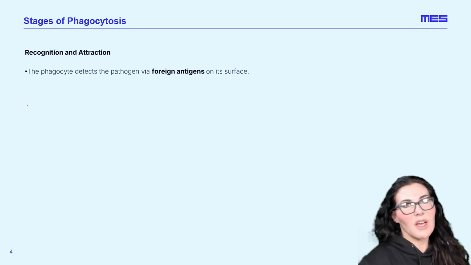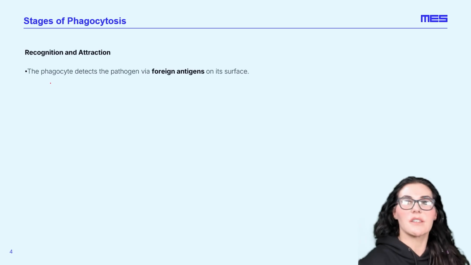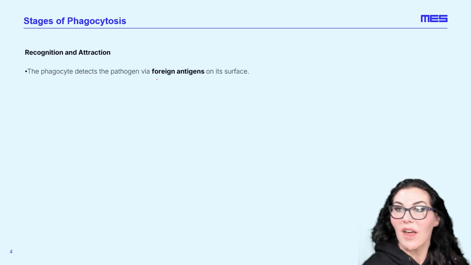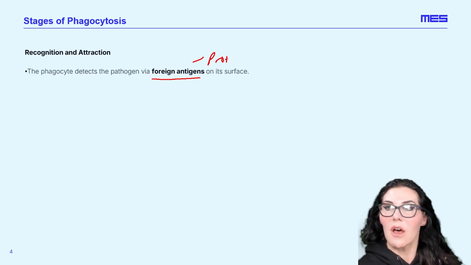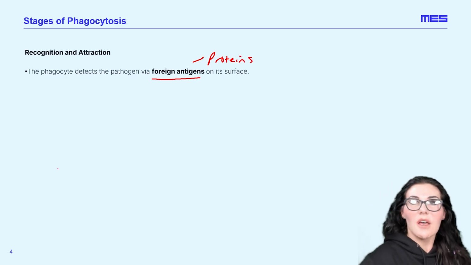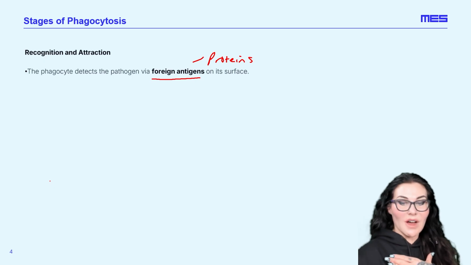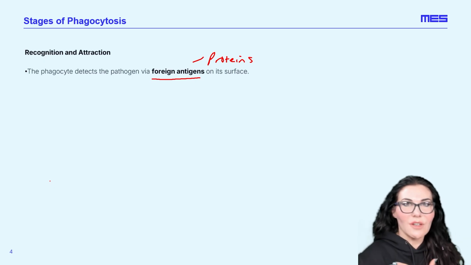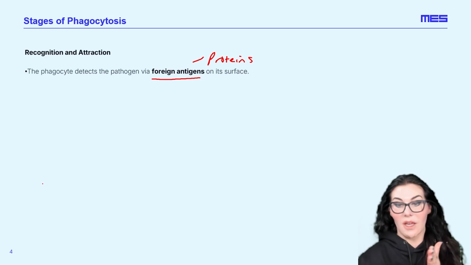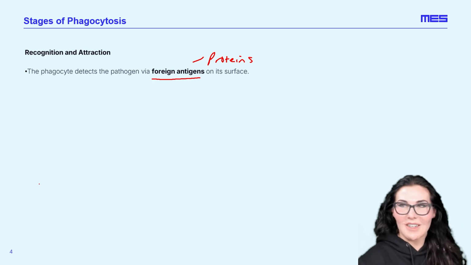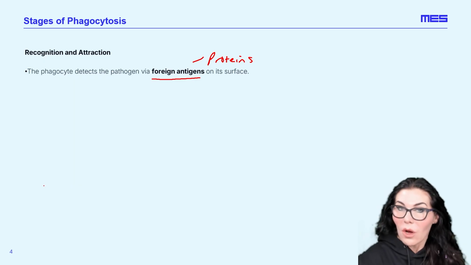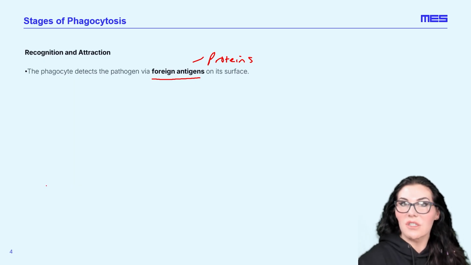Let's talk about recognition and attraction then. So what attracts the phagocyte? The phagocyte detects pathogens because of their foreign antigens on their surface. Antigens are proteins on the surface of cells. We all have them on all our cells. When we have our own antigens, our self-antigens, our body knows that those cells belong to us. It's self-recognition. So usually our immune system won't attack those cells unless you have an autoimmune disease, but that's another lesson in itself. Now, the phagocyte will detect anything that has a foreign antigen on its surface, typically a pathogen, or a cell that's presenting antigens from a pathogen.